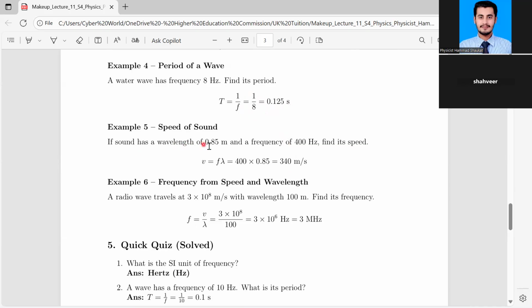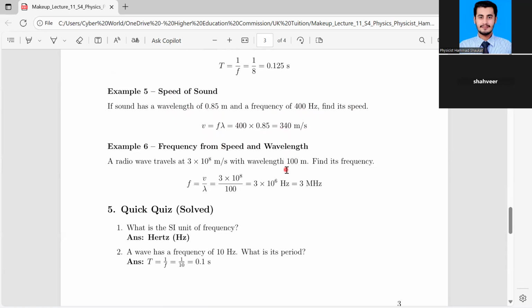If a wave has a wavelength of 0.85 meters, this is the value for lambda because this is wavelength, and the frequency is also given, which is 400 hertz. Find speed. It means they're asking you to find V. V equals f lambda. Just multiply your wavelength, 0.85, with 400, the frequency. You will get 340. And we know that the unit for speed is meters per second. That's why your answer is 340 meters per second.